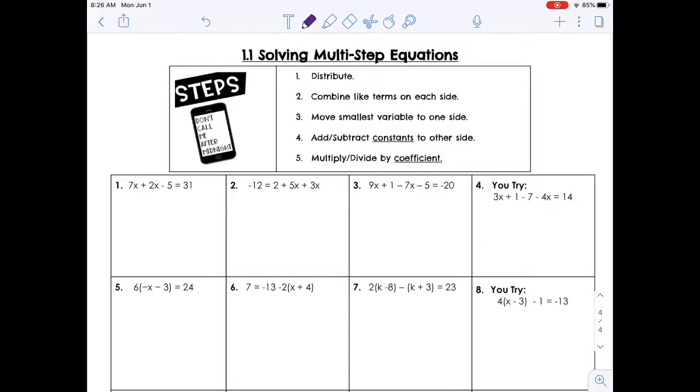So awesome job with 1 and 2 steps, guys. But sometimes there are more than 2 steps, and then we're gonna have to follow a couple more steps. So when we have multi-steps, we're gonna use the acronym "Don't call me after midnight."